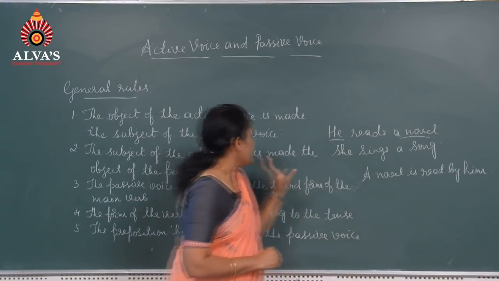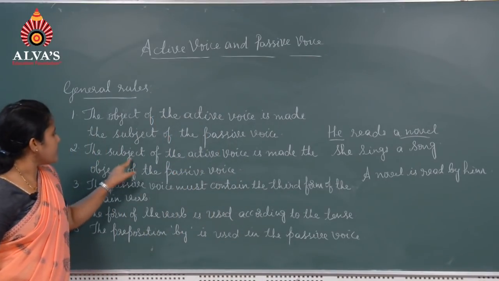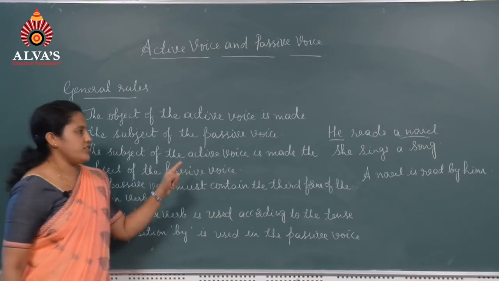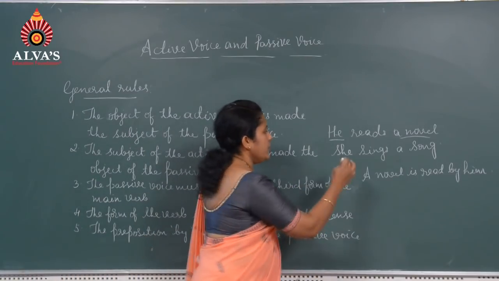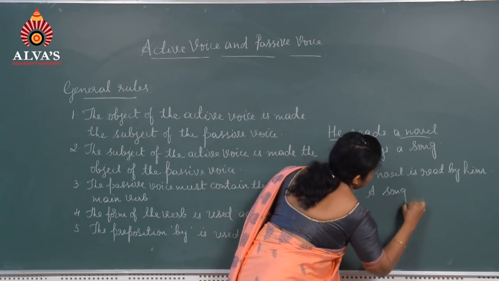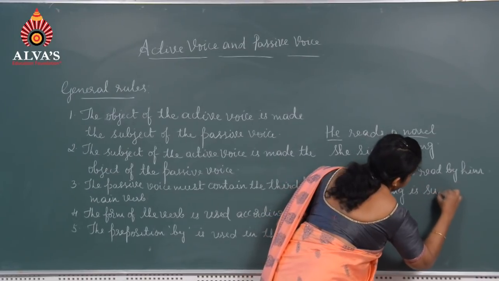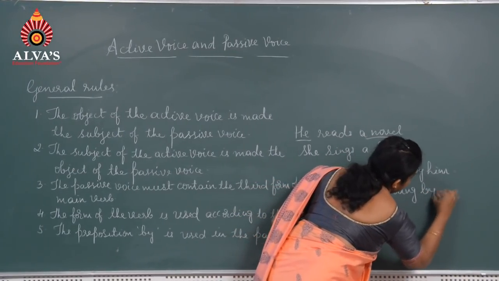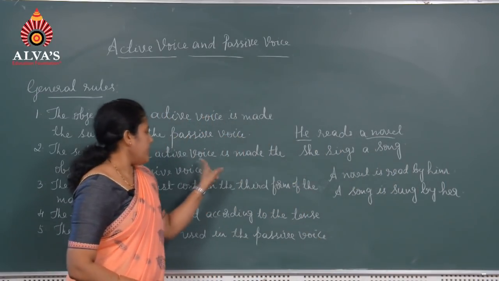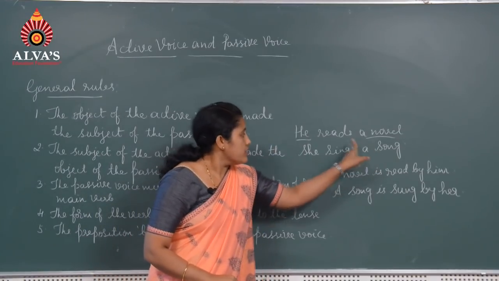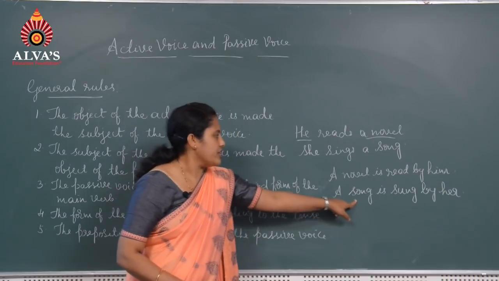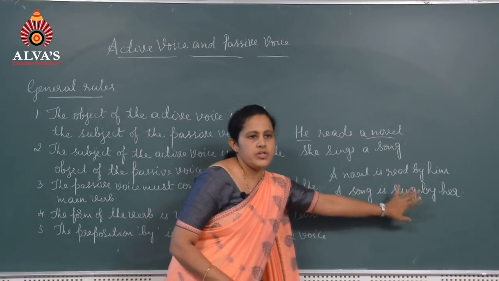And second one is the subject of the active voice is made the object of the passive voice. If we take this example, she sings a song, a song is sung by her. Same thing here, the object of the sentence becomes subject and the subject of the sentence becomes object.